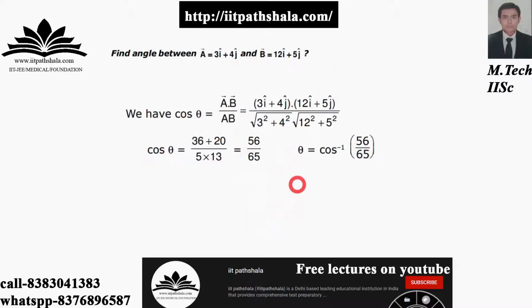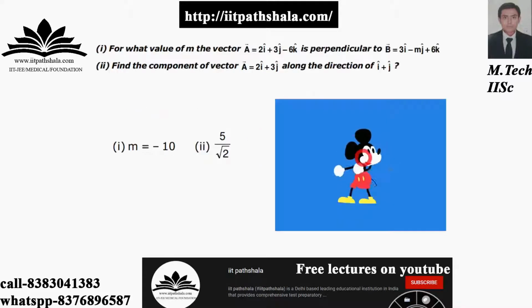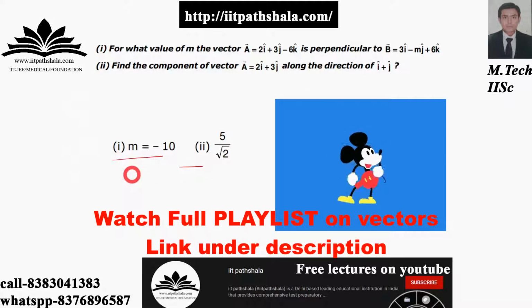Now let us solve this particular problem. You have to find the angle between a and b. So you know that cos theta will be equal to a dot b upon modulus of a into modulus of b. Just put the values over here and you will land up with this value. Very much easy to do. This question you can do by yourself. I have written the answers over here. You can match the answer and write in the comment section whether you are getting the same answer or not.